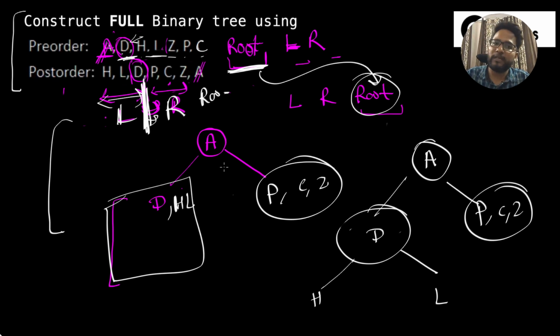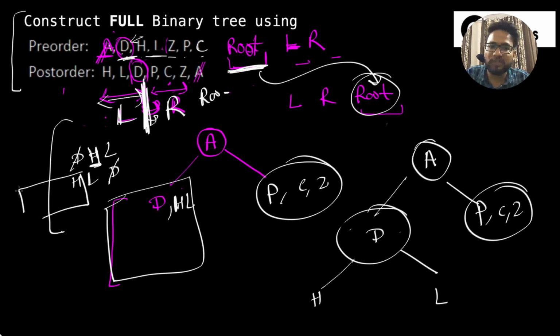Or otherwise you can apply the same procedure. So you can say that, okay, pre-order is DHL. Okay, let me write here DHL. Post order is HLD. So you will say that, okay, D is root, that is for sure. Then on the left part, H is at least there. So just go here, and this is the full stop. So this H is the full stop. So you will say that this L will not be on the left part, right?